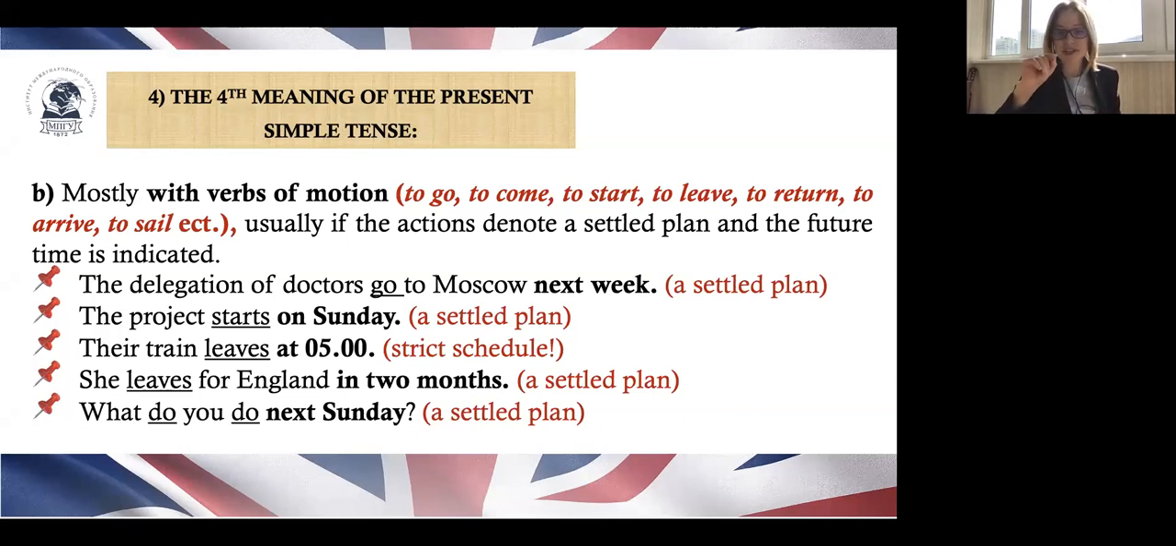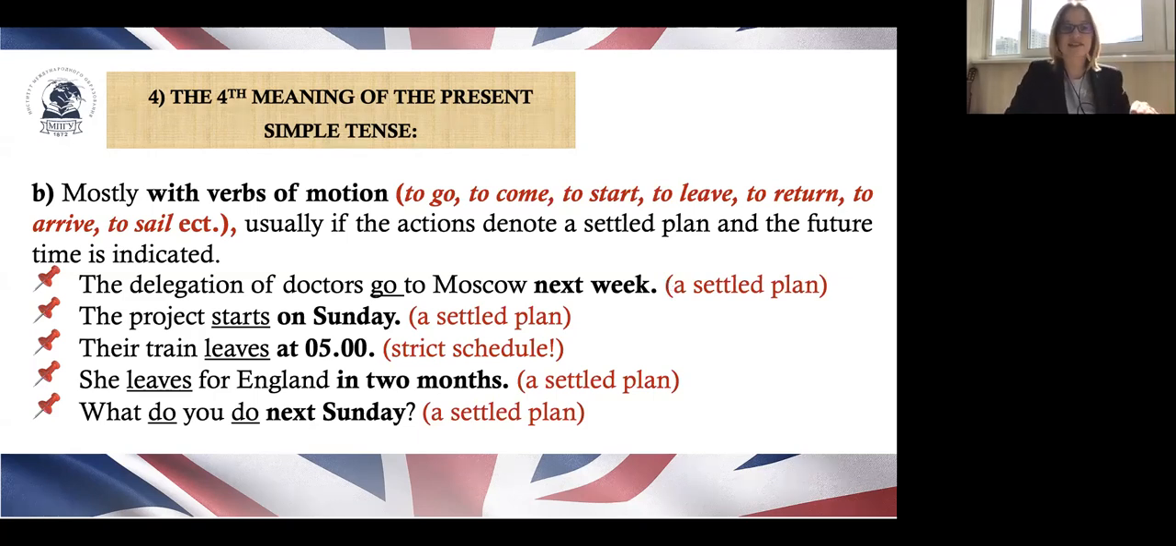A specific point in the future is mentioned. In example number 1 about the delegation: The delegation of doctors go to Moscow next week. We use go and not will go, just because we have the verb of motion. Take a look, in brackets we have it, go, and plus we have this specific time indication, which is next week. Go and next week fall together as a settled plan. That's why we use the present indefinite tense here.